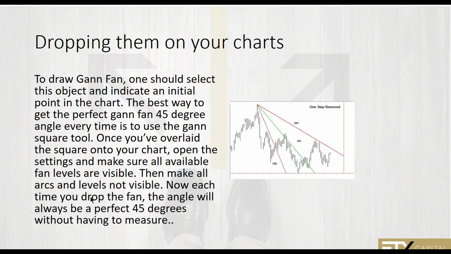But let's go back and, okay, to draw the Gann fan, one should select this object and indicate an initial point in the chart. The best way to get the perfect Gann fan 45-degree angle every time is to use the Gann squaring tool. Okay, you don't need to use it because now all the computerized charts do this for you. Once you've overlaid the square onto your chart, open the settings and be sure all of the Gann fan levels are visible, then make all of the arcs and the levels not visible. Now each time you drop the fan, the angle will be a perfect 45 degrees without having to be measured.